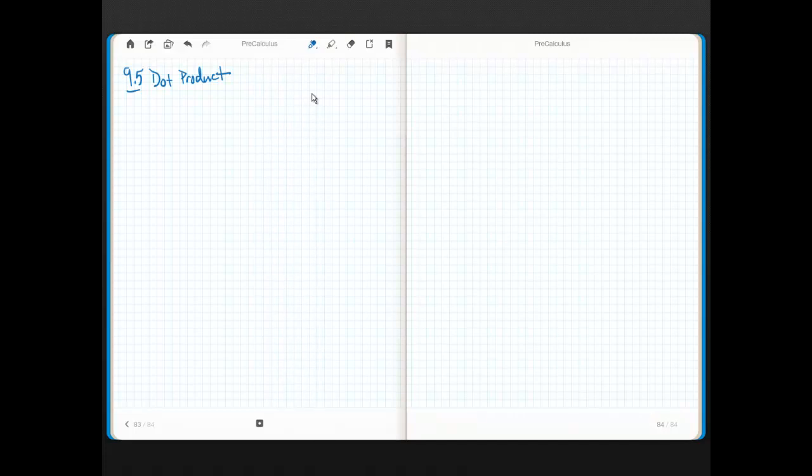Today we're going to talk about section 9.5, the dot product. Now, the dot product is a way of combining vectors, but you have to understand what this is really all about. I'm going to use an applet from the internet to show you what the dot product is, and then I'm going to show you the rules and some cool theorems that we get to use.